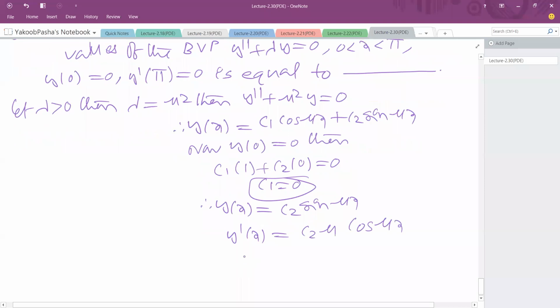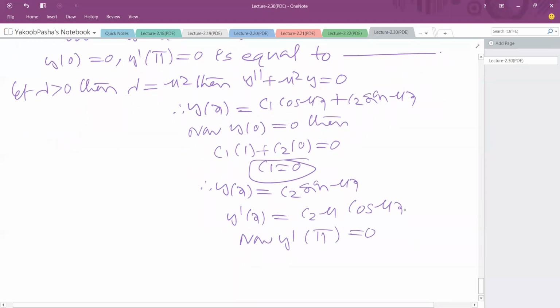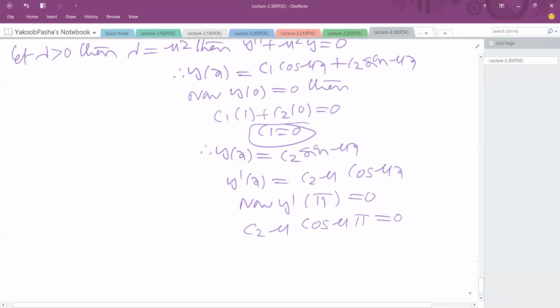And apply the second boundary condition, that is, y dash of pi is equal to 0. That means we have to replace x by pi and equate to 0. Here, C2 mu cos mu pi is equal to 0. When C2 is equal to 0, it is obviously a trivial solution.